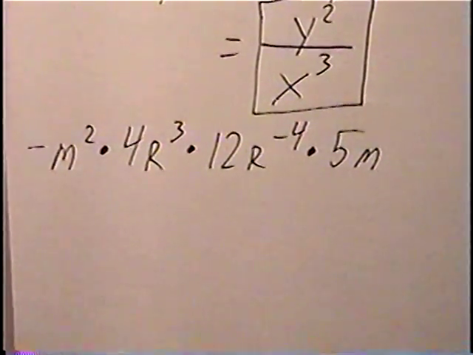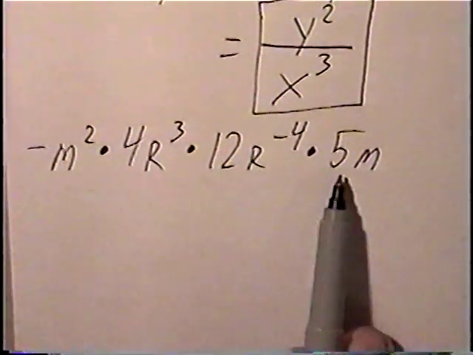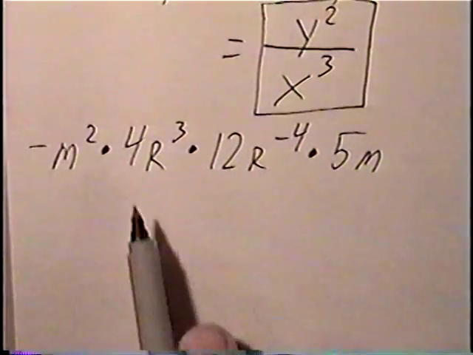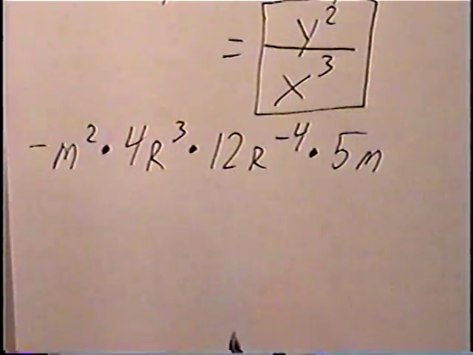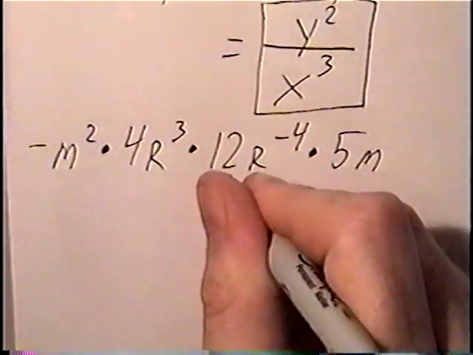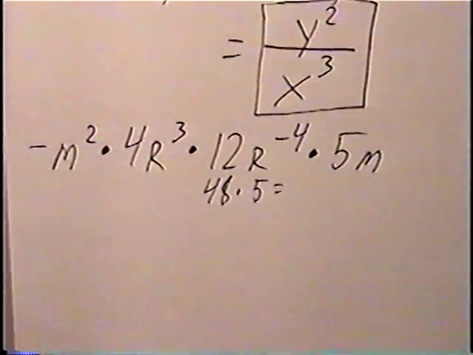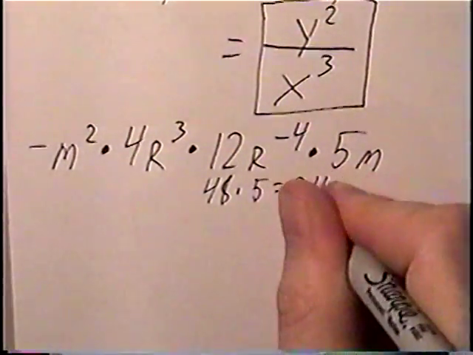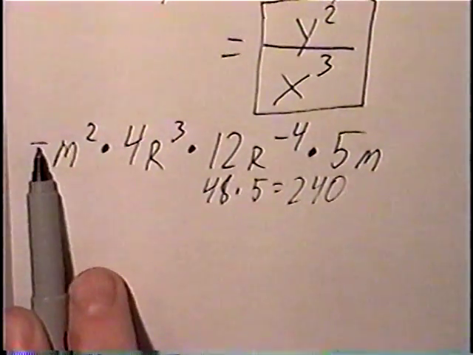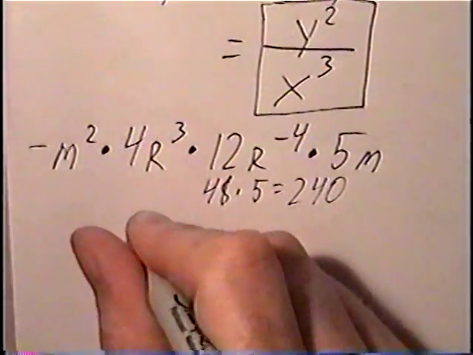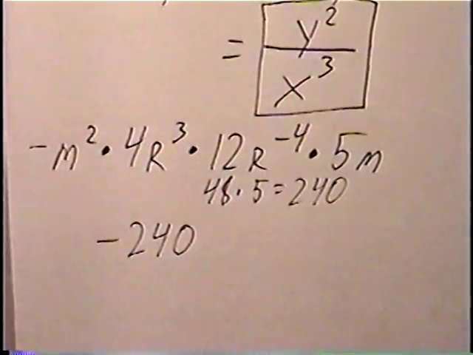Simplifying first, we can take the coefficients, the numbers in front of the variables, and multiply those together. If we multiply 4 times 12, that would be 48. And if we multiply 48 times 5, that would give us 240. There is a negative for the first variable, so that negative times 240 would give the coefficient or number negative 240.